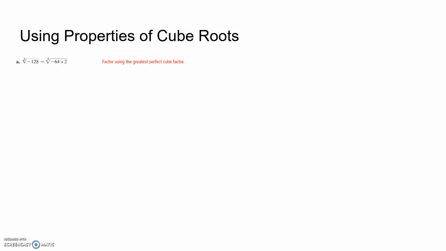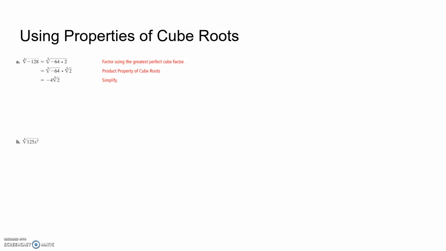Okay, so of that, I know that there isn't a number times itself 3 times that's 128, but there is a number 3 times itself that's 64. So I'm going to factor this into negative 64 times 2. From there, I can split those up like you see, and then write that as negative 4, because negative 4 times negative 4 is positive 16, but if you multiply by another negative 4, you've got negative 64. So there is your result.